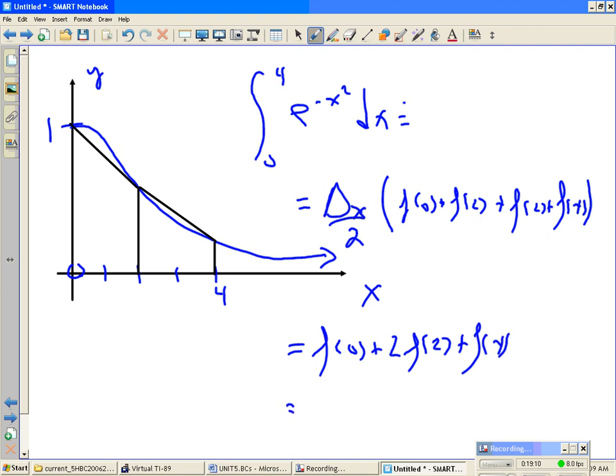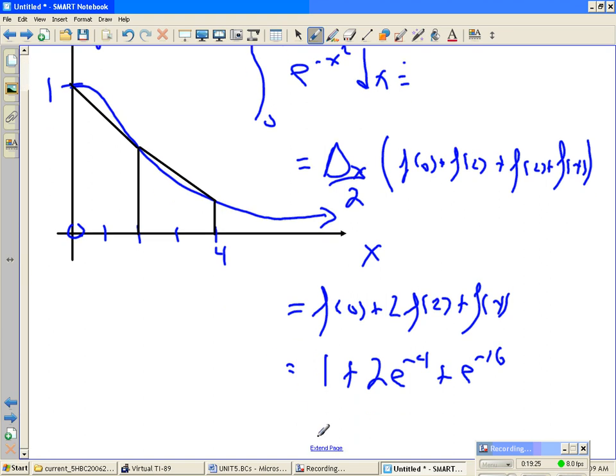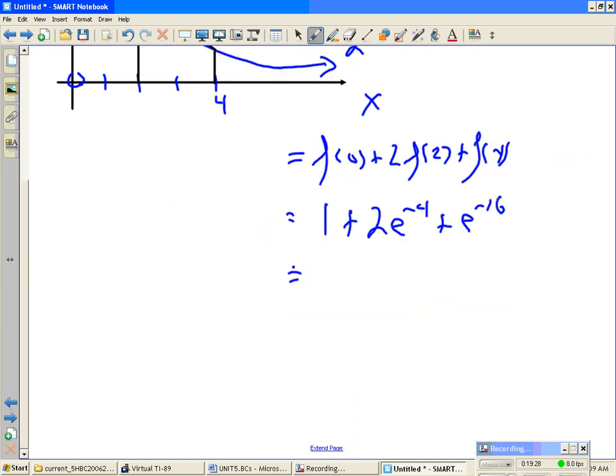And that's going to be e to the negative 0 squared, which is 1, plus 2 times e to the negative 2 squared, which is e to the negative 4, plus e to the negative 4 squared, which is e to the negative 16. That's the exact answer. For my approximation, that's silly, but there you go. What's that as a decimal? I don't know, let's see.